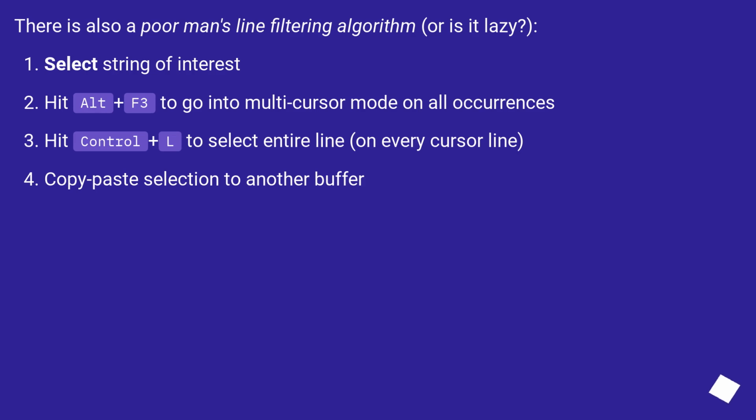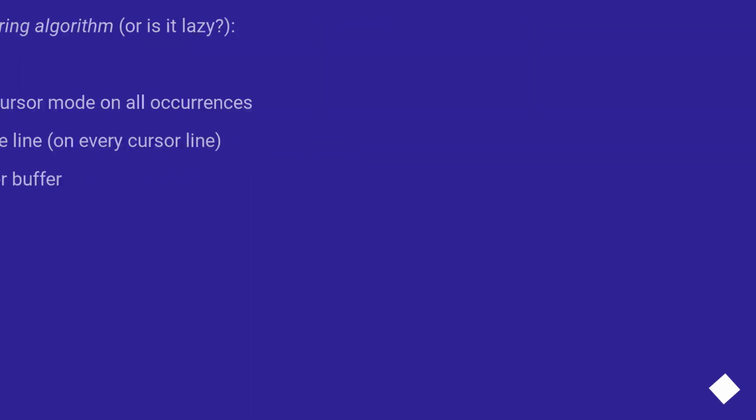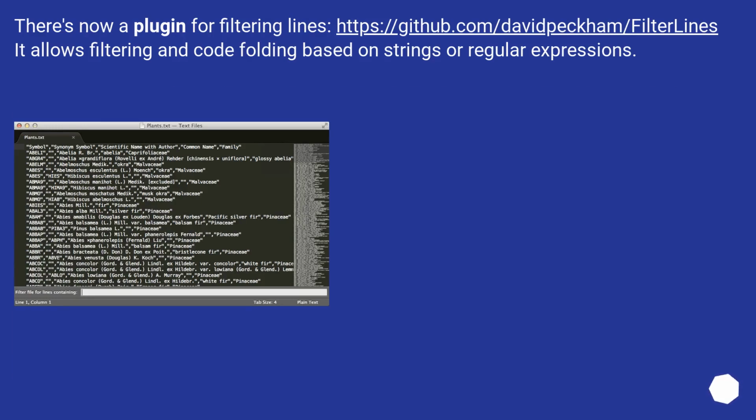There is also a poor man's line filtering algorithm, or is it lazy? Select the string of interest. Hit Alt+F3 to go into multi-cursor mode on all occurrences. Hit Ctrl+L to select the entire line, on every cursor line. Copy-paste the selection to another buffer. There's now a plugin for filtering lines at this URL. It allows filtering and code folding based on strings or regular expressions.